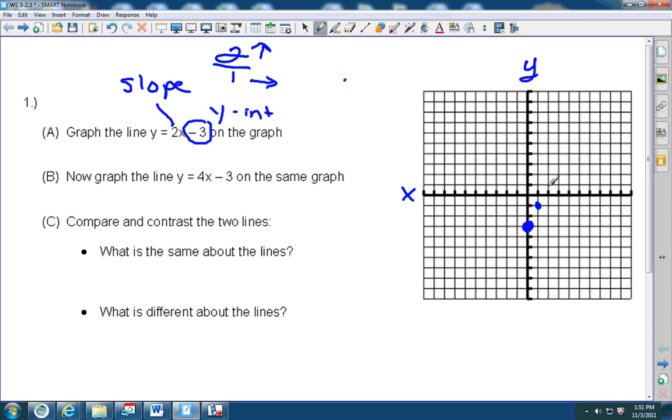Up 2 to the right 1 and put a dot. Keep repeating that.